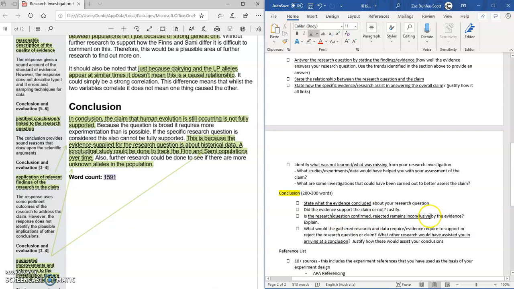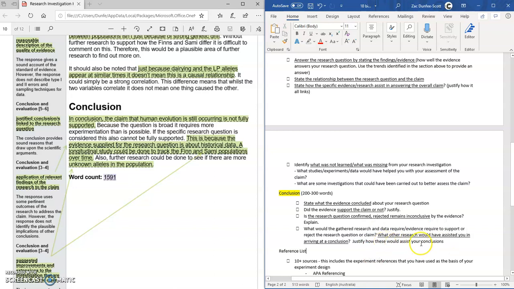Okay. Same with your research. Same with your question. Is it confirmed, rejected, or inconclusive? All right. Provide that summary and what other research would have assisted you in arriving at a conclusion, or at a different conclusion, etc. Justify how these would assist your conclusions.